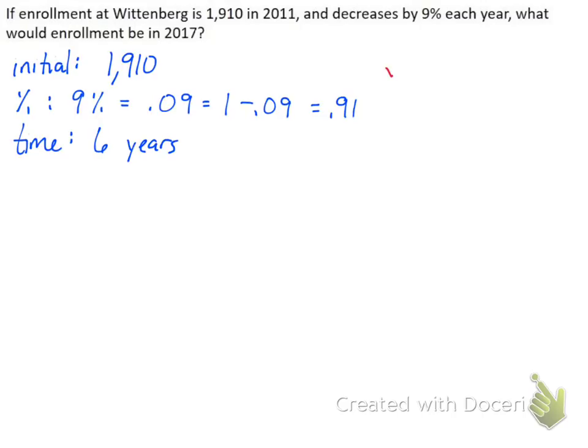And so when I do this again, I go y is equal to my initial amount, which is 1,910, times 0.91 to the 6th power. So plug it in just like that, and I get y is equal to 1,084.6, and I'm talking about people, so I'm going to round to the nearest whole number. It's 0.6, so I'm going to round it up to 1,085 people, or students, or whatever.